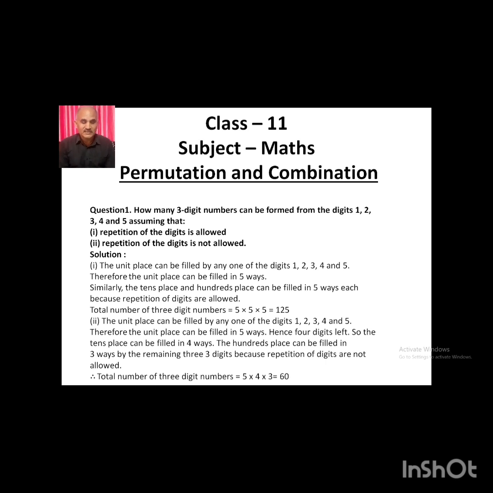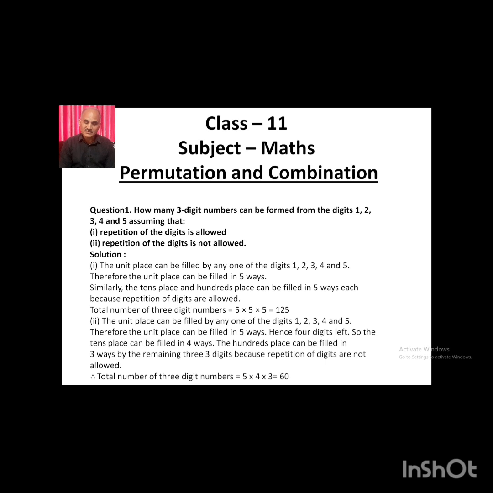Now in support of that, taking questions. Question number 1: how many 3-digit numbers can be formed from the digits 1, 2, 3, 4 and 5, if repetition of digits is allowed? We have the numbers 1, 2, 3, 4 and 5. Repetition is allowed. So a 3-digit number means we have to fill the unit place, the 10th place, and the 100th place.